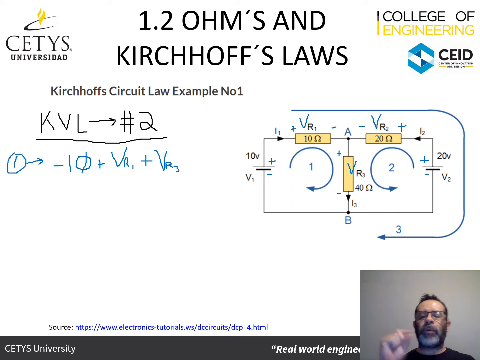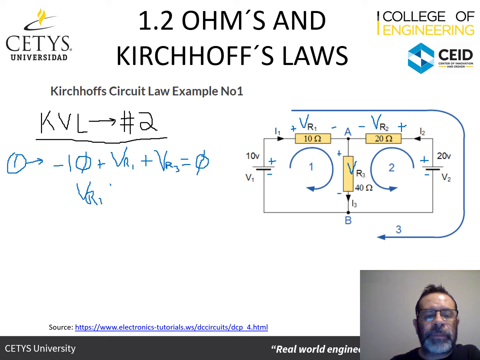Okay, that would be the equation for node number 1. And this has to be equal to 0 because the voltage supplies have to be equal to the voltage drop, so everything has to be balanced. And so we can rewrite this to say that VR1 plus VR3 is equal to 10. And the same law applies.